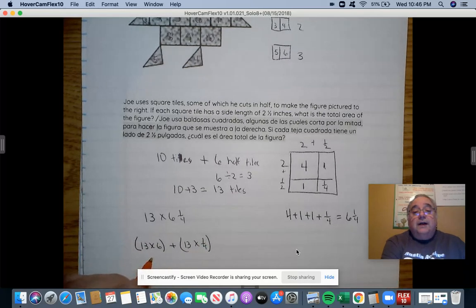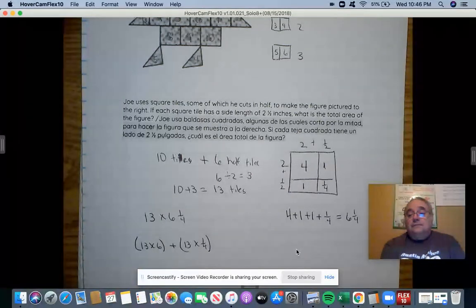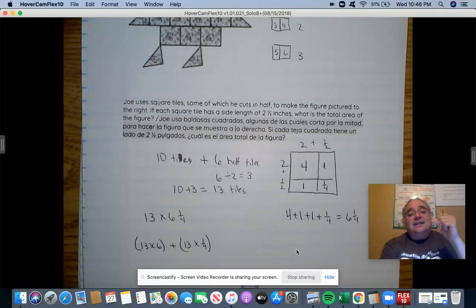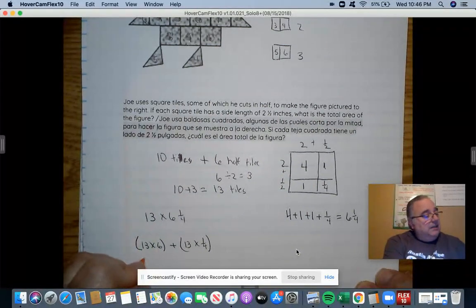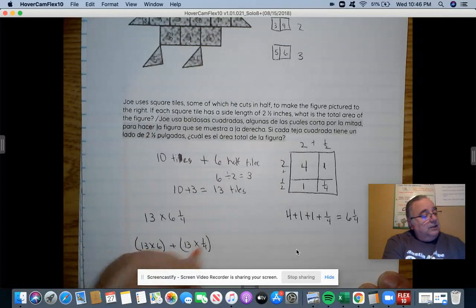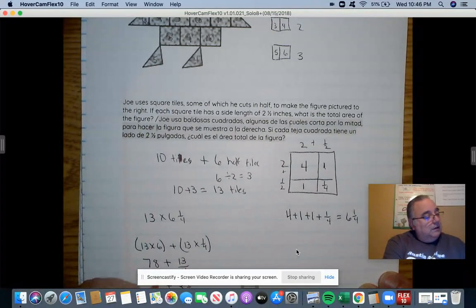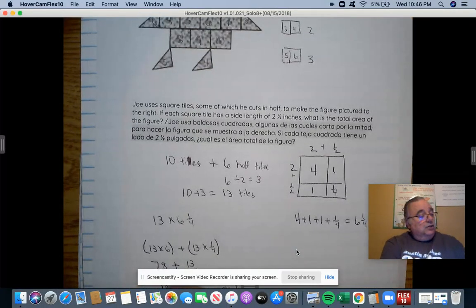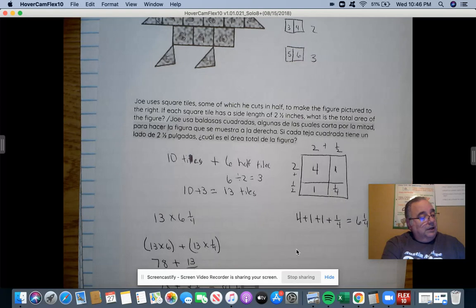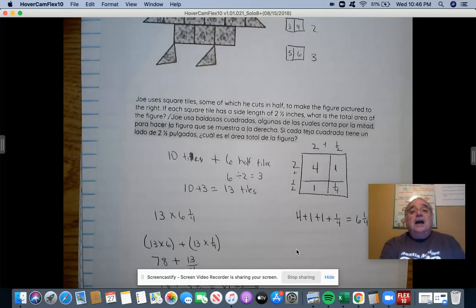All right, I'm going to pause the video to see if you can give me the total. Excellent, excellent, excellent. 13 times 6 is 78 plus 13/4. 13/4 is also 3 1/4, which gives you 81 1/4 square inches, or 81 1/4 inches squared. So that's how much that tiled area covers.